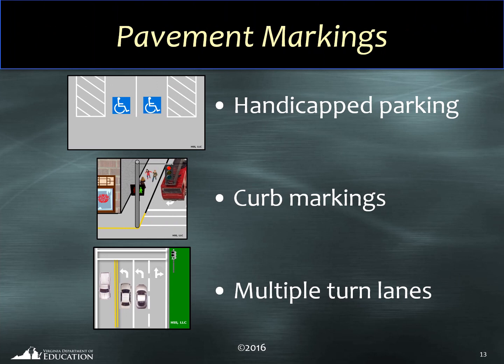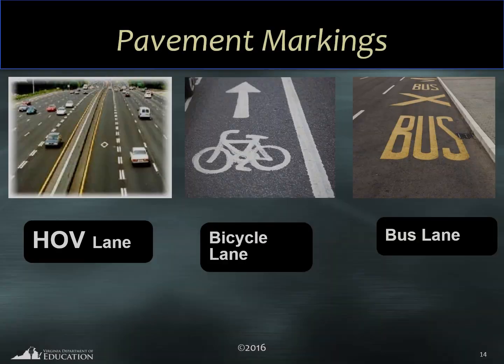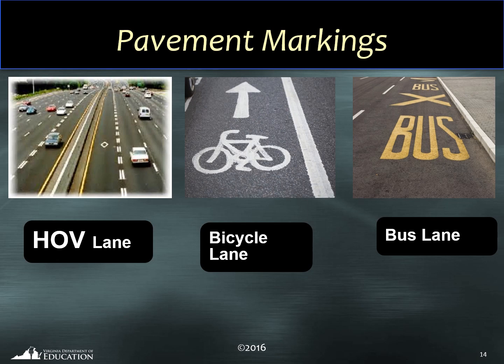Okay, some pavement markings as well. Again, handicap. Hopefully you understand what that graphic means. It means that parking space is reserved for individuals who are handicapped. Curb markings, yellow, not allowed to park there. And again, multiple turn lanes, which we've already gone over. So again, this is just to review. Again, HOV lanes. This is a real shot of a road. And again, HOV is on the left there.